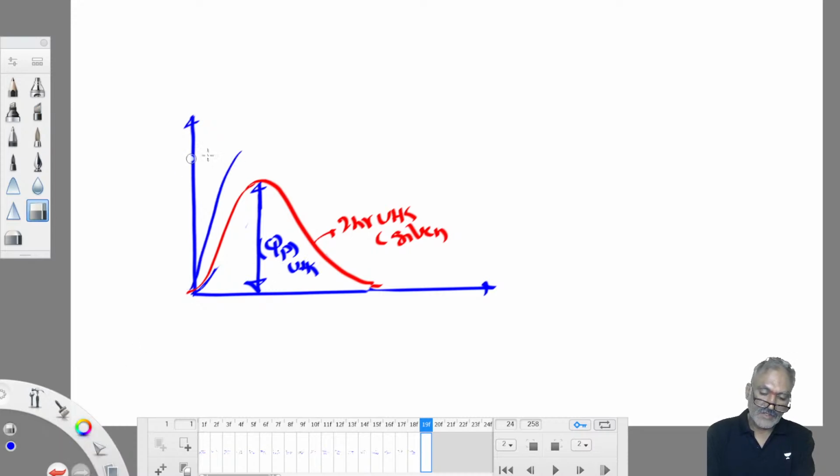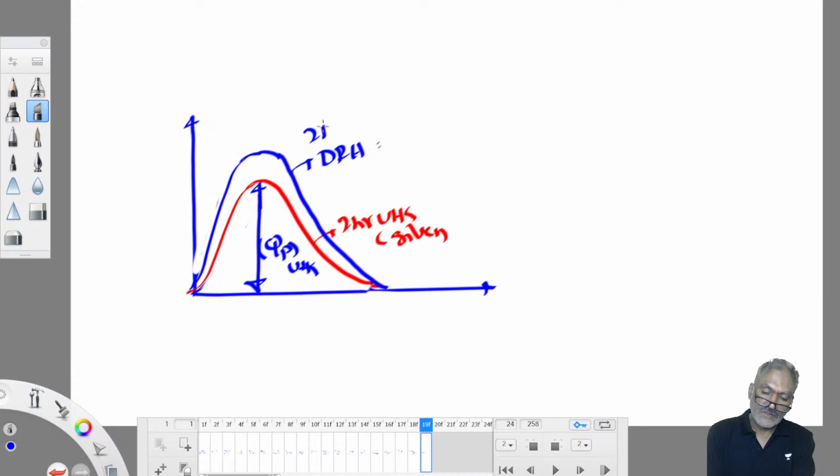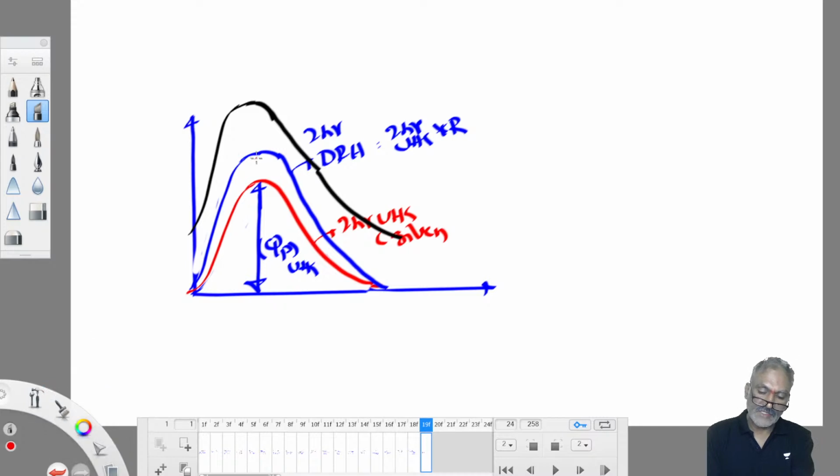So how to get direct runoff hydrograph peak? Unit hydrograph peak plus base flow. Unit hydrograph ordinates into R. That will give direct runoff hydrograph. So this is direct runoff hydrograph. So direct runoff hydrograph is equal to 2-hour unit hydrograph into R. Once you get direct runoff hydrograph, you can also find out flood hydrograph or whatever it may be. So the peak coordinate of direct runoff hydrograph. This is second question answer.